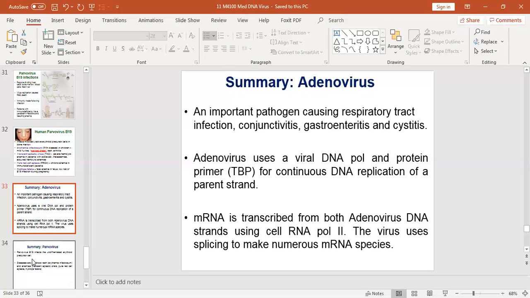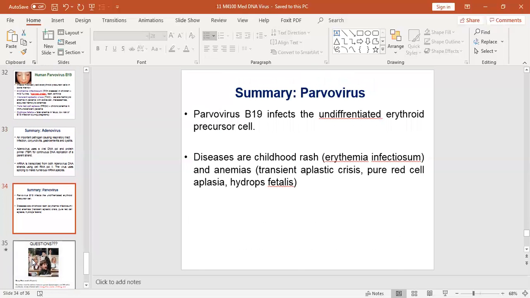Messenger RNA is transcribed from both adenovirus DNA strands using cellular, or host cell, RNA polymerase II. mRNA splicing takes place to make numerous messenger RNA species, which will code for a myriad of proteins. Moving to slide number 34.